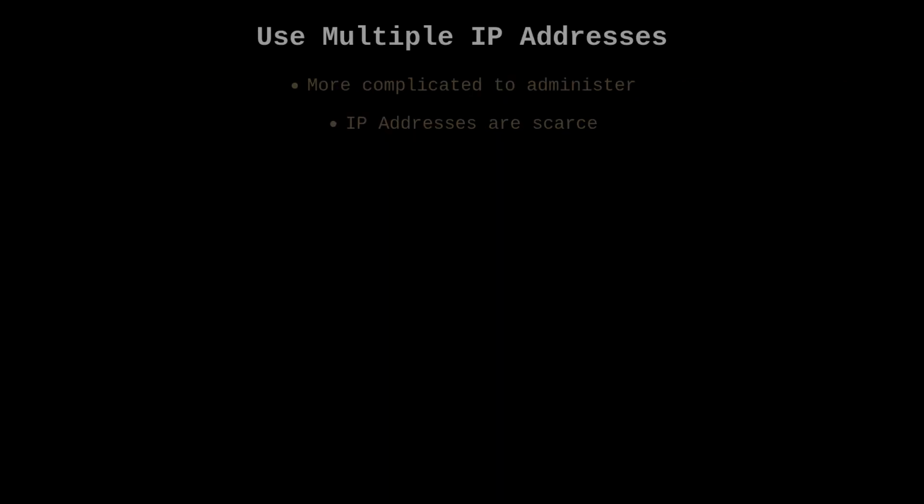Second option is to use multiple IP addresses. You can just create a second virtual network interface, give it its own unique IP address, and then have your DNS server pass out the individual IP addresses depending on what host name was used for the lookup. And while this lets you use the same physical box, IP addresses, especially IPv4, are in something of short supply, so it's not really a solution to the underlying challenge.